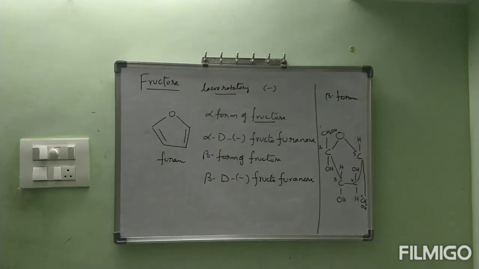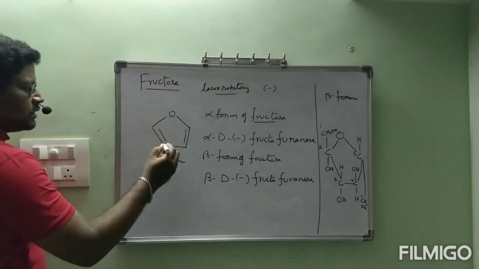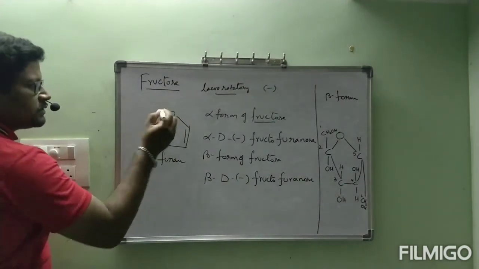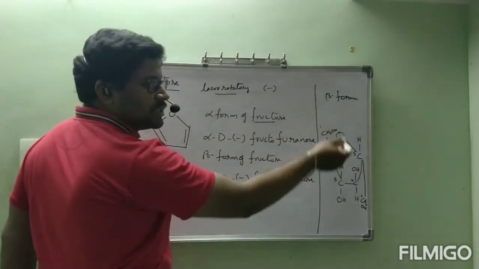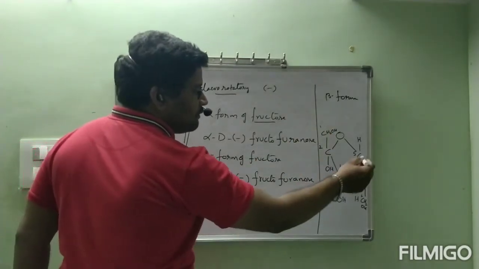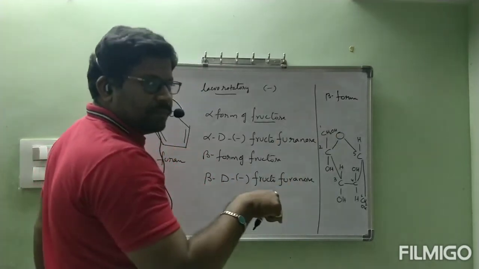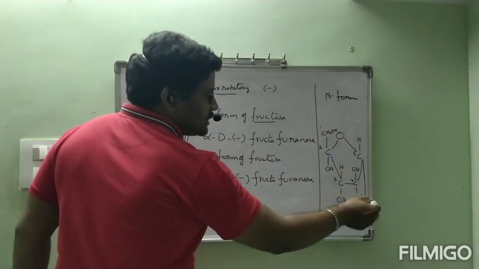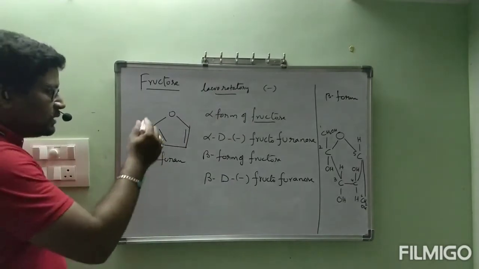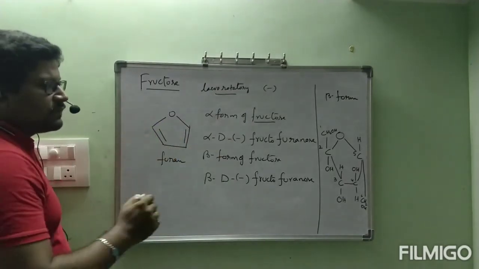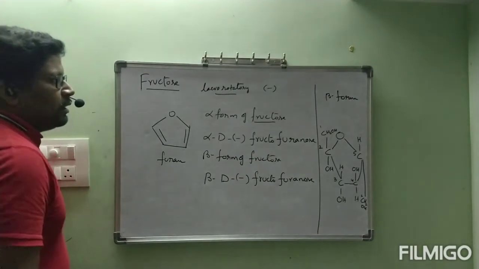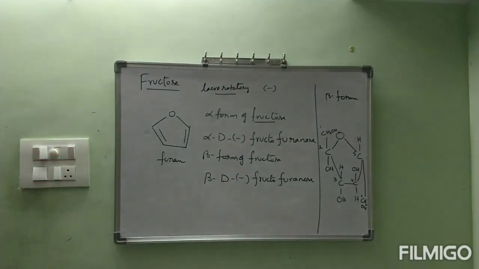This is resembling the structure of the 5-membered ring furan. Furan contains 4 carbons, 1 oxygen. Even the fructose closed structure contains 1, 2, 3, 4 carbons and oxygen in the ring. Outside the ring, CH2OH, here CH2OH, they are present. But in the ring it is resembling furan. That's why we wrote furanose. This is the information about fructose.